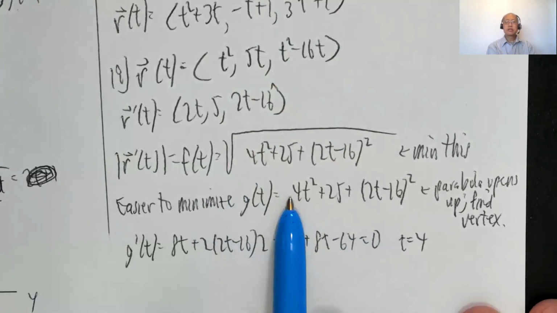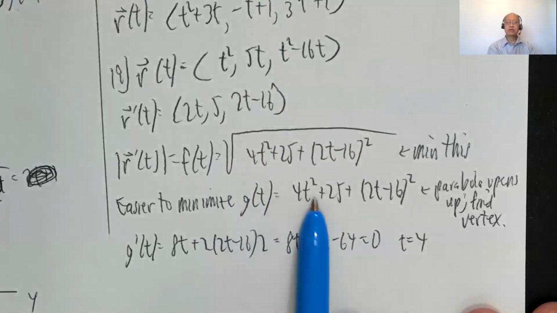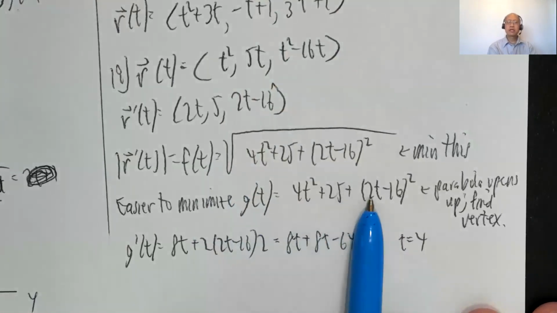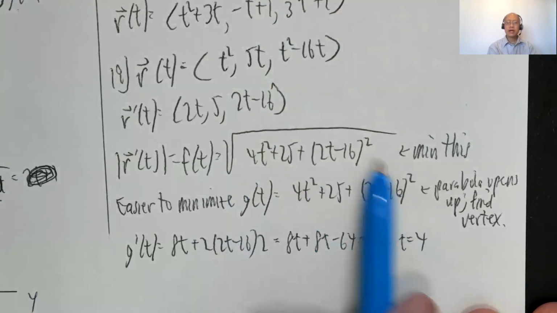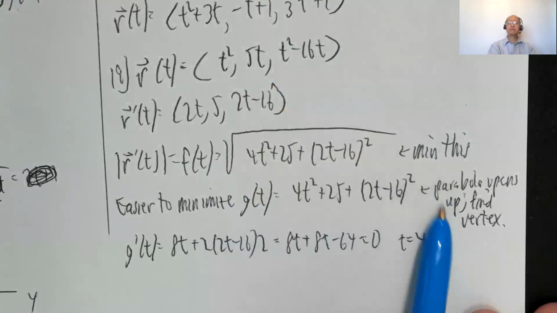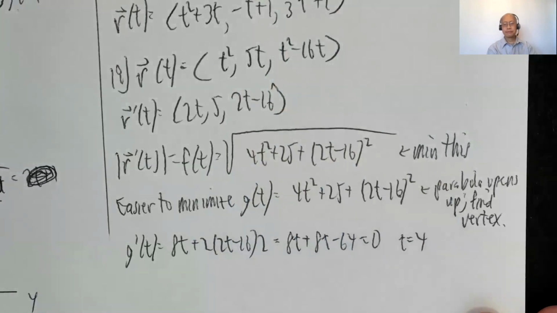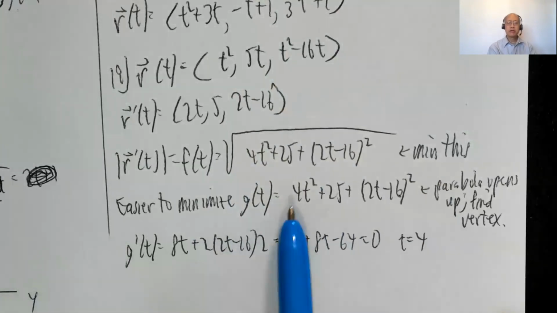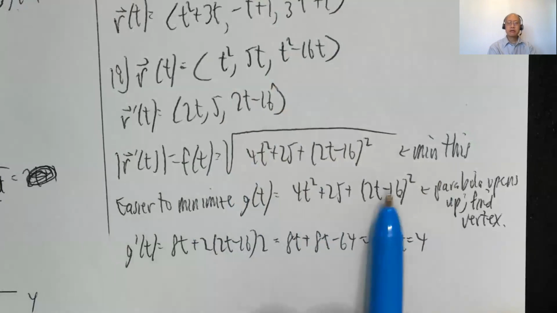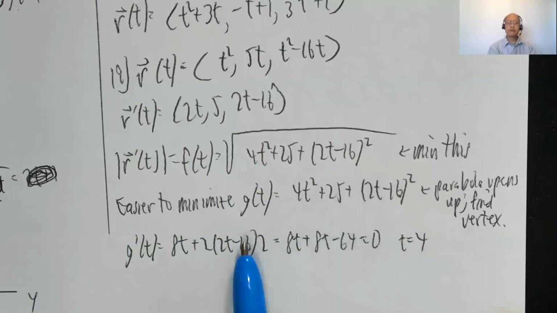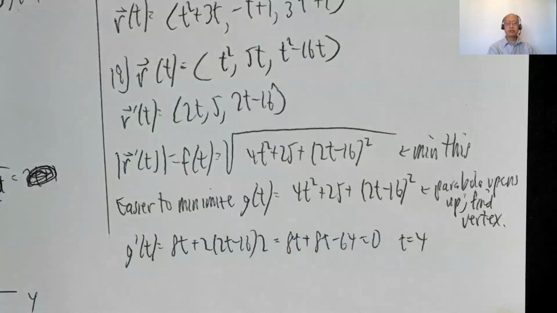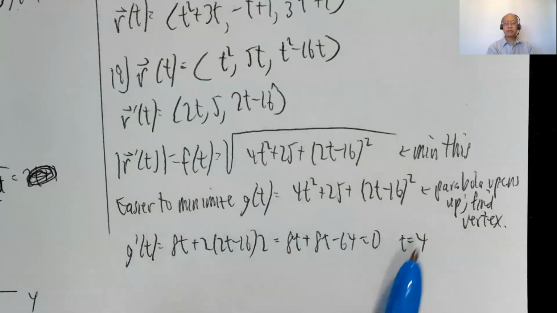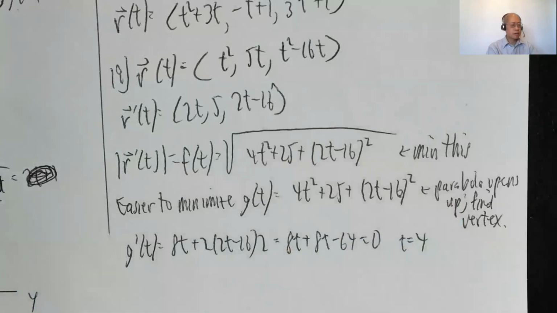So just look at this. g of t is 4t squared plus 25 plus (2t minus 16) quantity squared. If you clean up that algebra, you get a parabola which opens up, which means basically find the vertex. So g prime is 8t plus nothing plus 2 times (2t minus 16) to the first power times 2. That comes to be 8t plus 8t minus 64 equals 0, which solves to t equals 4. So the answer is t equals 4. And I already know it's a minimum because it's a parabola opening up.